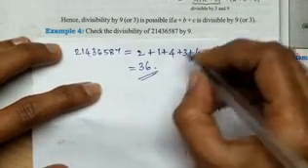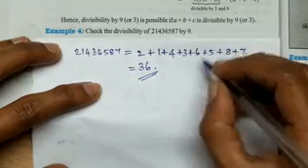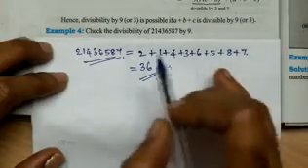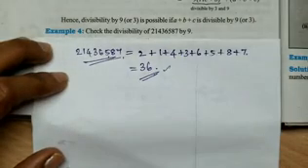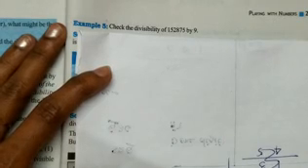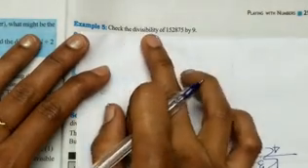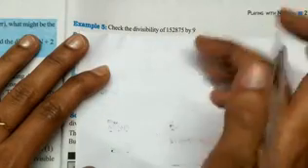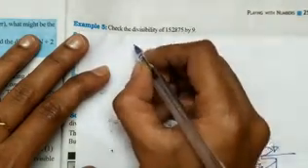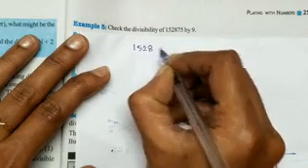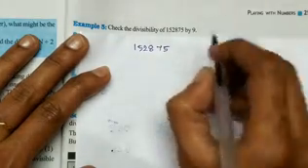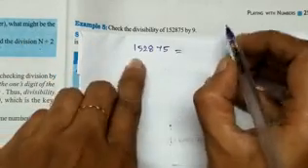Is this divisible by 9? Yes. 9 fours are 36. So this number is also divisible by 9. Example 5. Check the divisibility of this number, 1,52,875 by 9. Okay, so first add the digits.